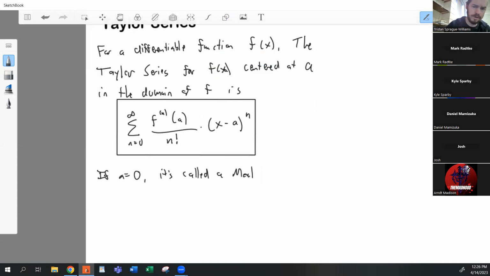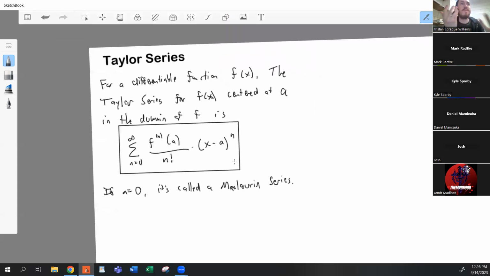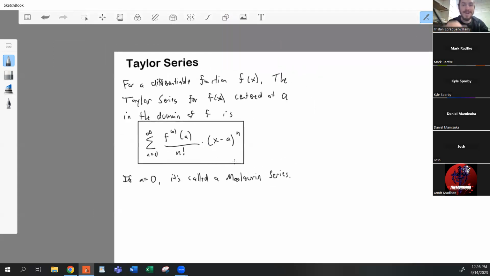So a Maclaurin series is just a simple Taylor series where it's centered at 0. It's not really anything special. I guess it's a special case, but it's not that special because it's not really anything different than a Taylor series. It's just a simple Taylor series centered at 0. That's what a Maclaurin series is. Okay.